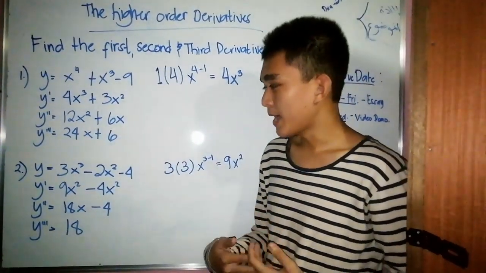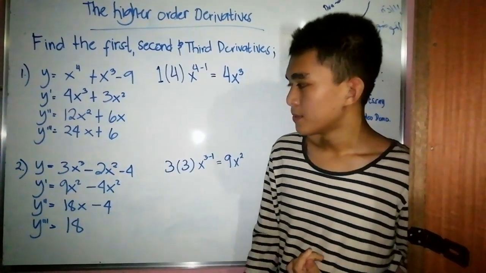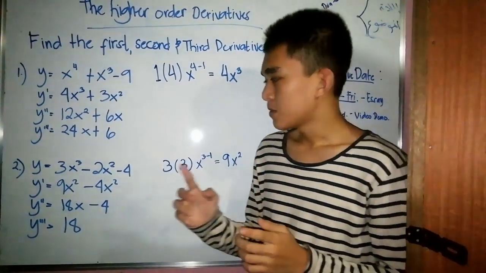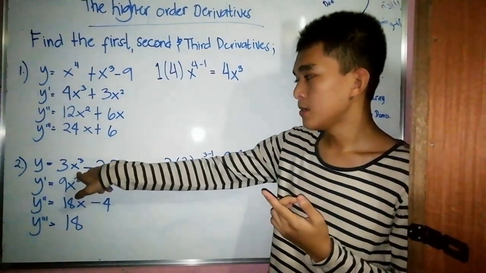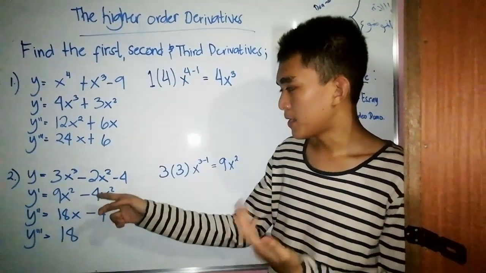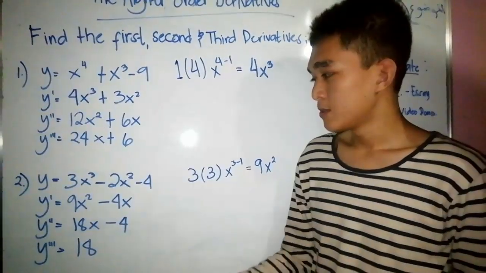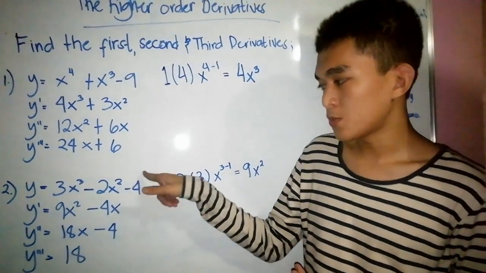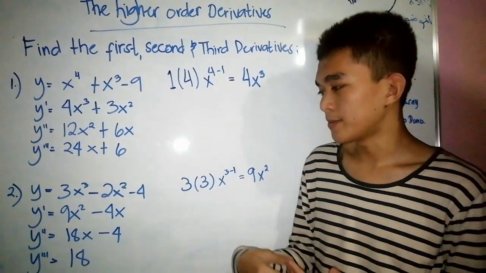Y is equal to 3x cubed minus 2x squared minus 4. To get the first derivative, it's the same process as number 1. So 3 times 3 is equal to 9, then we subtract 1 from the exponent 3, so we'll get x squared. And then the same process: 2 times 2 is equal to 4, then x squared minus 1 is equal to x. Then the 4 will now drop because it doesn't have an exponent.